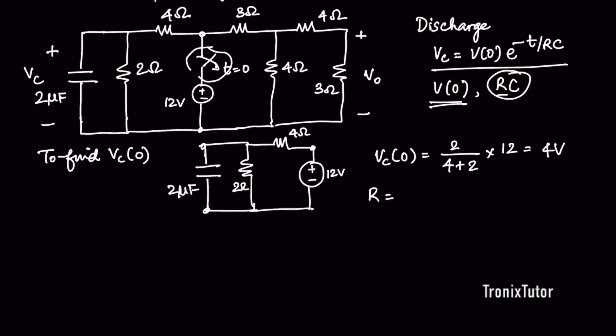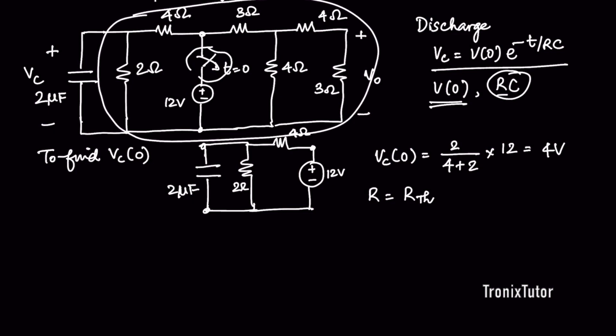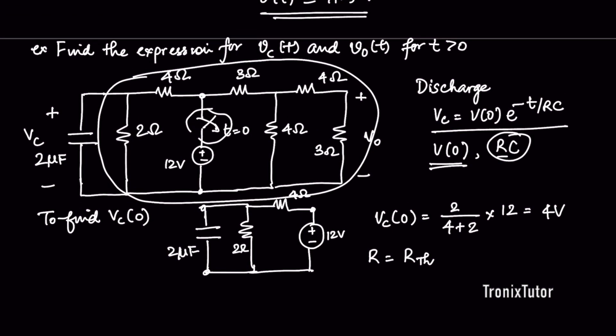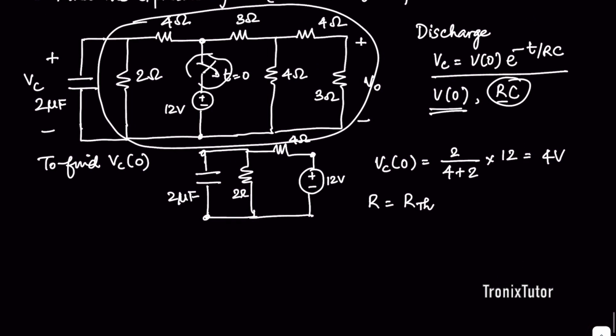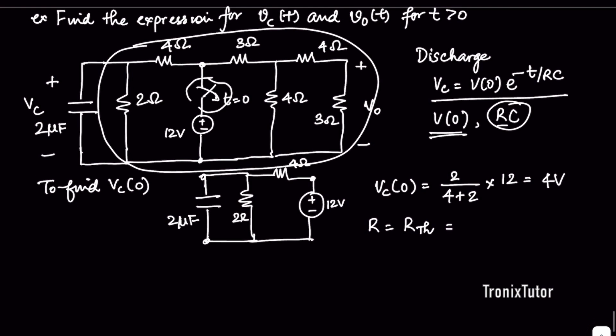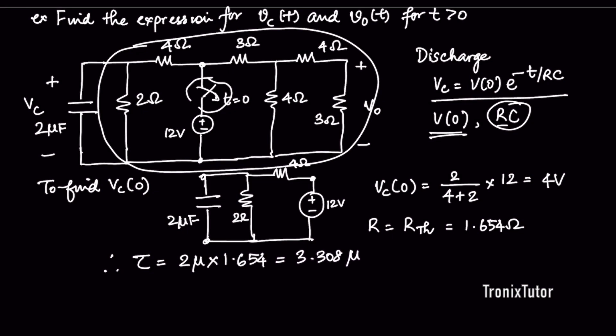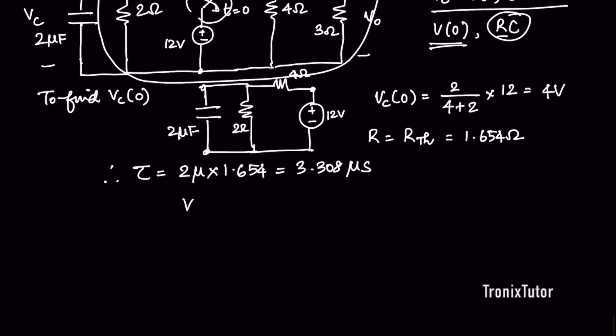And again here R is going to be the Thevenin resistance across the capacitor. So I need to find the Thevenin resistance of this entire network and then use that to calculate the time constant. So the Thevenin resistance of this network works out to 1.654 ohms, and therefore my time constant works out to 2 microfarad into 1.654, or it is nothing but 3.308 microseconds. And therefore I can write my Vc of t as 4 e power minus t by 3.308.